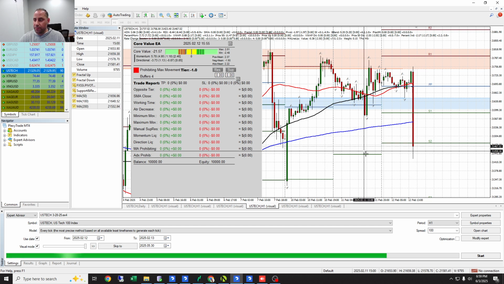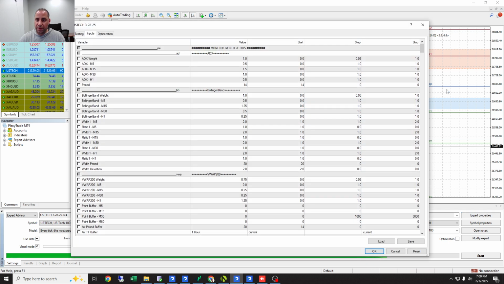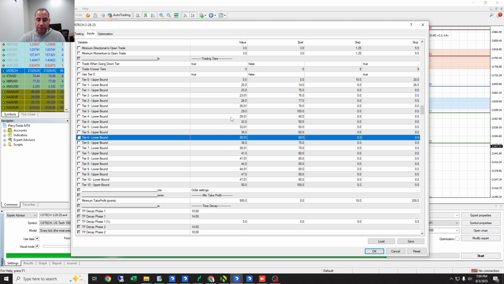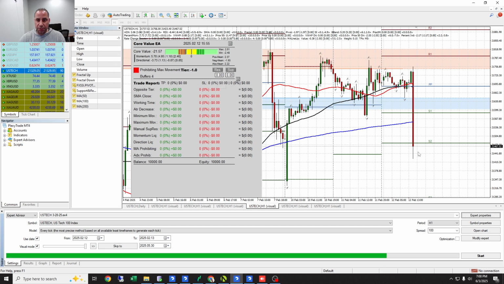So as you can see here, exactly at 15:55, our core value hits negative 21.57, which means that we're going to open up a short position. It's negative direction, so it's a negative. So we're going to take a short position over here. Now, why? Because the core value is 21.57, and in our file here we have tier 1 opening up between 20 and 23. As the core value starts to increase, so these are absolute values, the more positions that we can open. So we should have opened up a position right here.